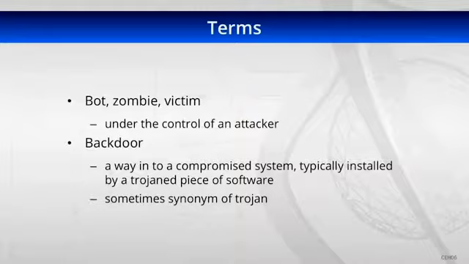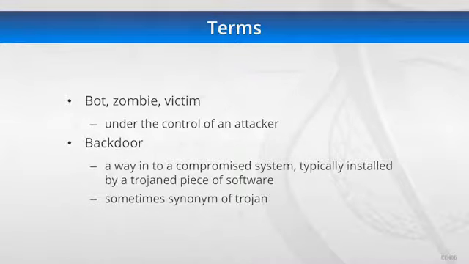Now, a backdoor is just a little bit different. It's just a way to compromise the system. It is another avenue to get in. It's a backdoor into the system. Sometimes this is a synonym for Trojans. I think they're a little bit different, but a lot of people blend these two together. So does the EC Council.